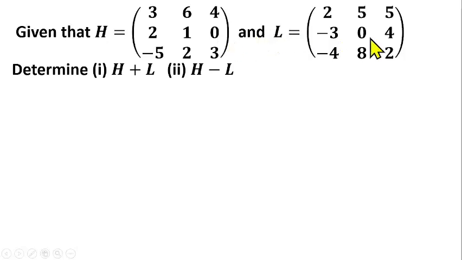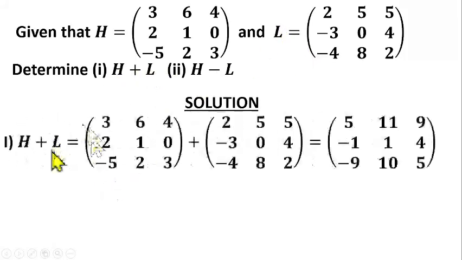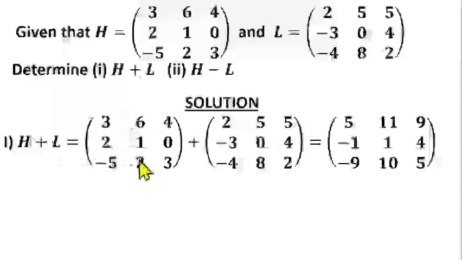So we can add them, that's the correct answer, because they are of the same order. This is 3 by 3 and this is also 3 by 3. So we can add and we can subtract them. Then let's see how we add them together. So we have matrix H, matrix L. So we have H plus L, which should be written like this: H plus L. This is matrix H plus matrix L.